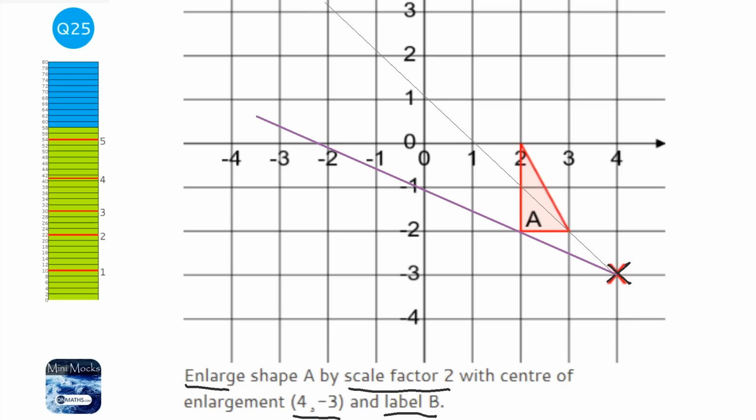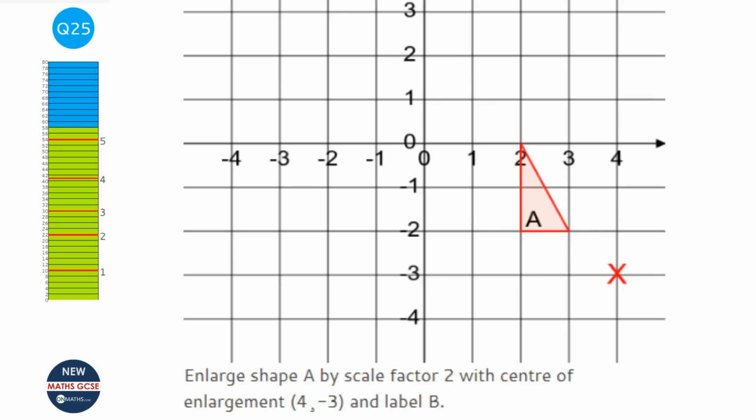Okay, you draw all the ray lines on. So what I'm doing is joining up the centre of enlargement with each of the 3 points on the shape and just carrying the line on, and that's absolutely fine. I do it a slightly different way. What I need to do is find out how to get from the centre of enlargement to each of those points. So I'm going to start at the centre of enlargement, go to the bottom left on the shape.